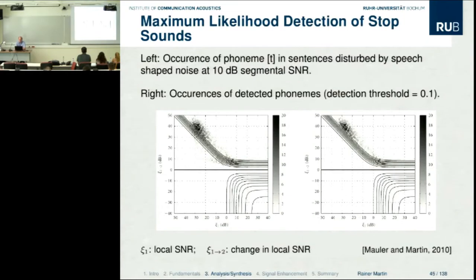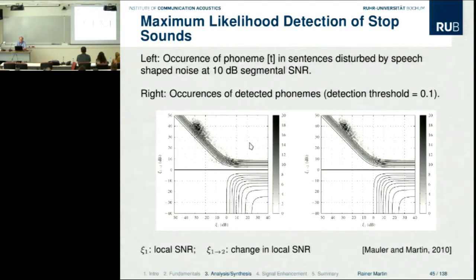Then, as I said, we designed a maximum likelihood detector. I don't want to go into detail here, but essentially this allows us to detect transient signals and non-stationarities in the signal. And the typical diagram looks like this. So this is a detector performance, where these lines indicate the detection threshold that you can pre-select. And above here in this area, this is the area that you can detect as a transient.